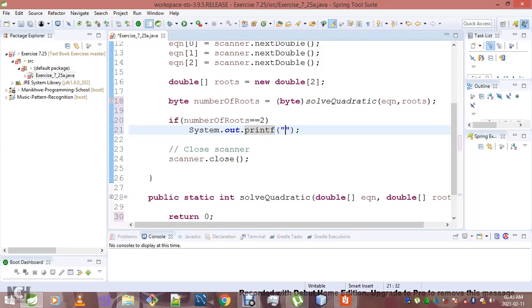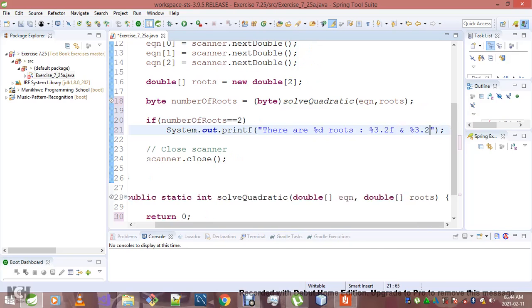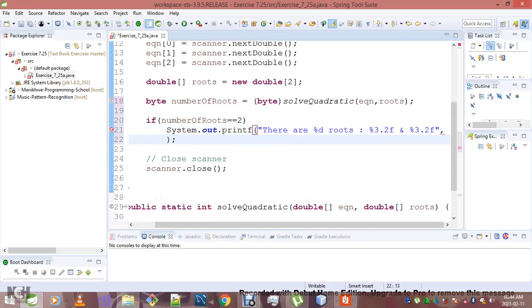Oh, let's see what else. In fact, I want to use printf right here. Roots, point 2 f, point 2 f. Yep. Okay, number of roots, 1 root.